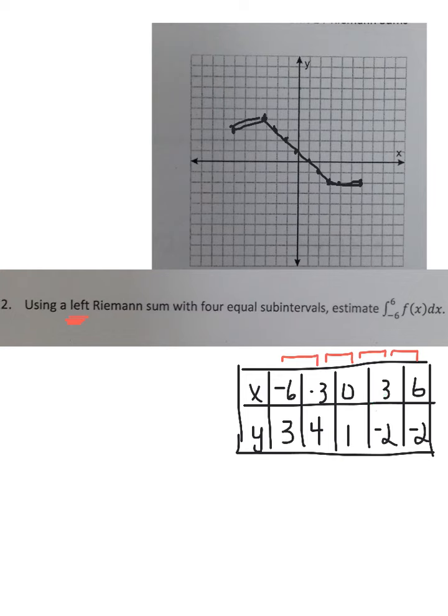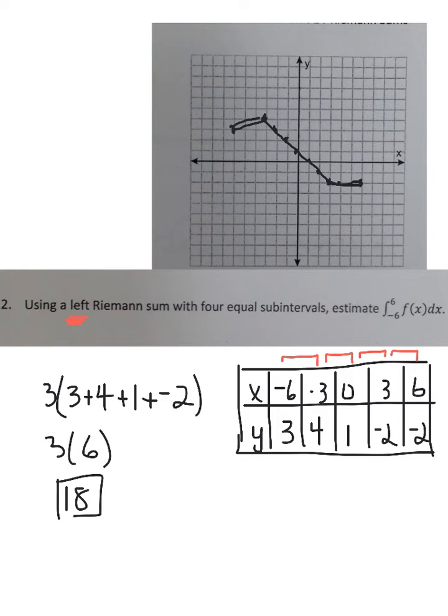Okay, just like the last one, the width of each rectangle is going to be 3. So I'm going to do 3. And then my heights would be 3, 4, 1, and -2. So that's going to be 3 times 6, and that will be 18.